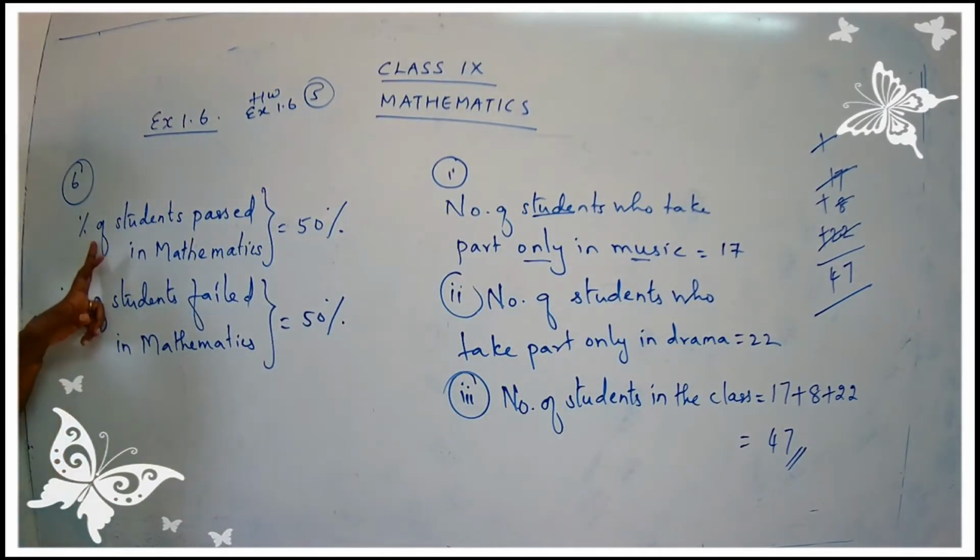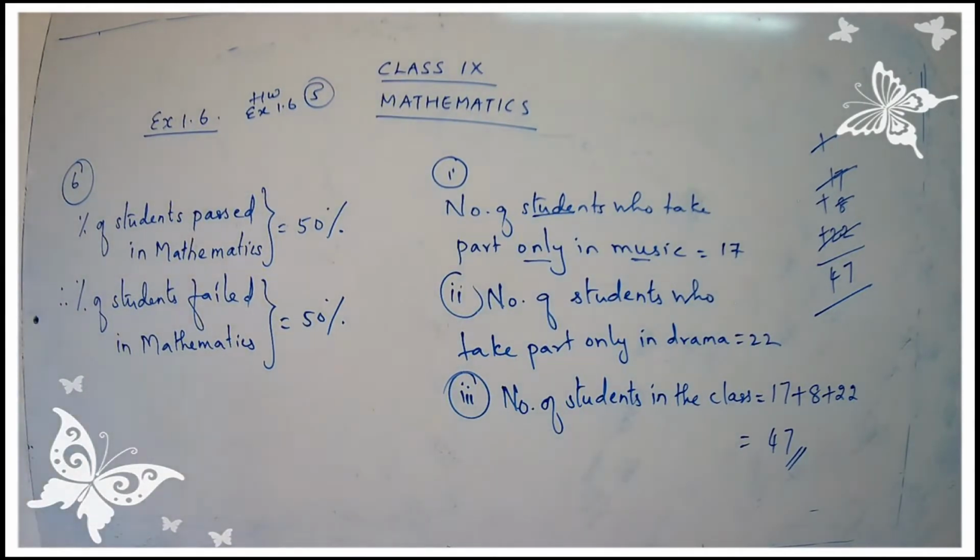So this was a statement given to us. They have given that 50% have passed in mathematics. So we have found the percentage of students who failed in mathematics. So have you taken down? Okay. Now let's go for the next statement. What have they given you? They have given you that 70% of the students passed in science. 70% of the students passed in science.